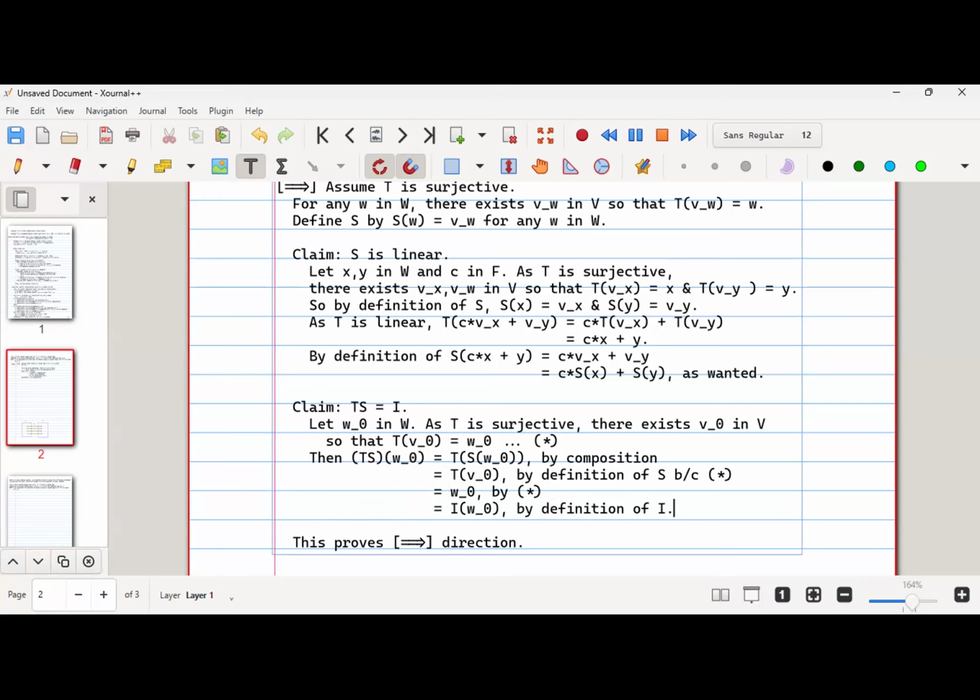And then finally, you could also add the last statement like this, by definition, I. And we have every vector in W. If you map it through TS, you always get the same output as mapping it through the identity map. Therefore, this proves our claim that TS is equal to I.